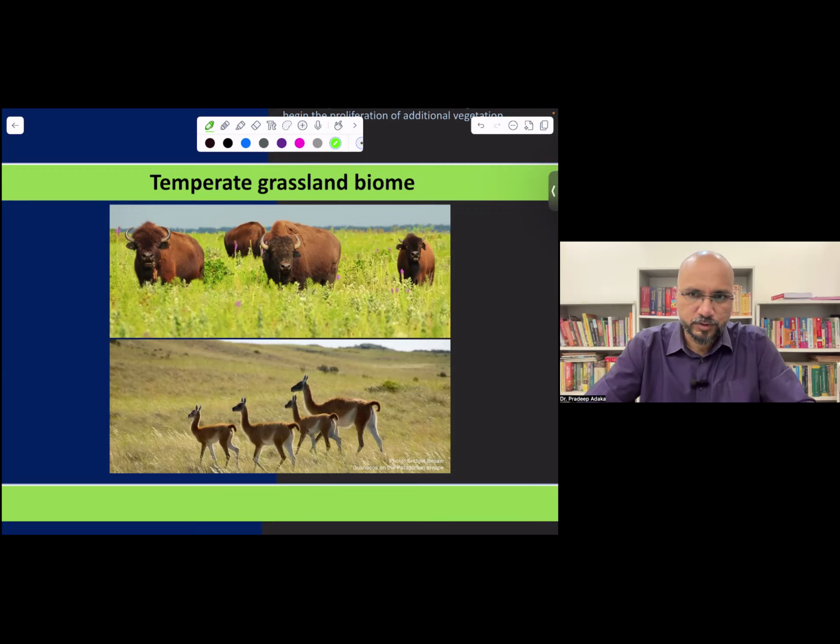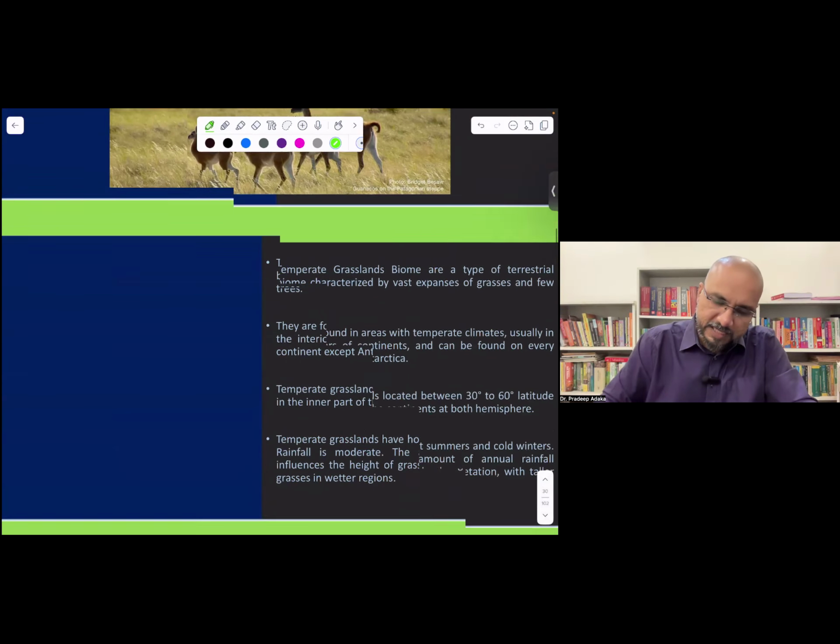Now we are moving on to another biome, that is temperate grassland biome. So tropical grassland we have seen. Now this tropical grassland is present in tropical areas. Temperate grassland is seen at higher latitudes in the temperate regions.